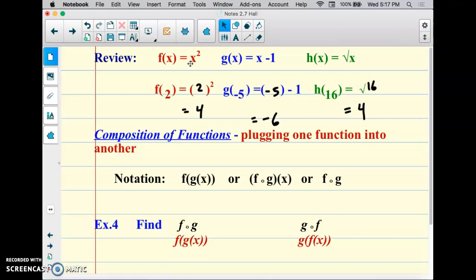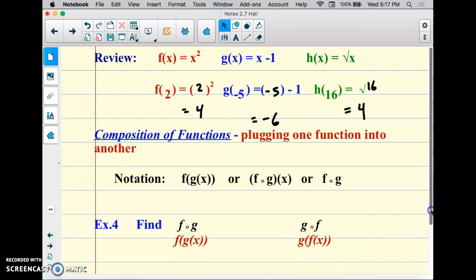Composition of functions means plugging one function into another. So the notation is said like this: f of g of x. Or it can be written like this. I used to call it fog, f of g of x. Or you can just write it fog all by itself, f of g of x. And generally what it means is take g of x first and plug it into f of x. You could also have g of f of x, like this one. And I would take f of x and plug it into g of x.